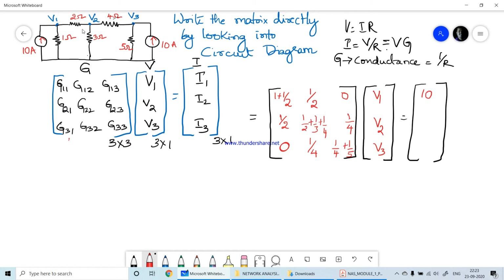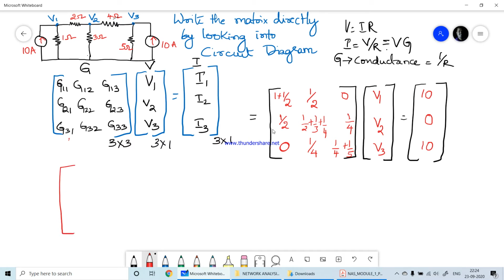And for node V2, we don't have any current source connected to node V2. Therefore, we take it as 0. Now for node 3, we do have a current source, 10 amps entering node 3. Therefore, I'll get 10. Now I'll write the matrix in the proper sense.